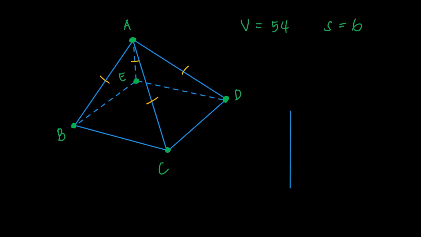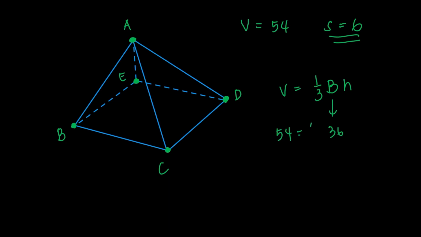Now, with the given we have here, we do know the formula for the volume of a pyramid. It's going to be 1/3 times the area of the base times the height. Our base is the square base, and we have a side length of 6, so the base has an area of 36. So we know that 54 is going to be 1/3 times the base times the height.